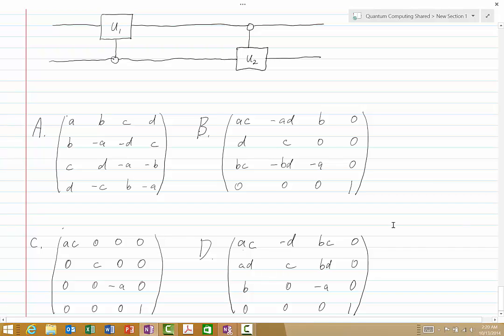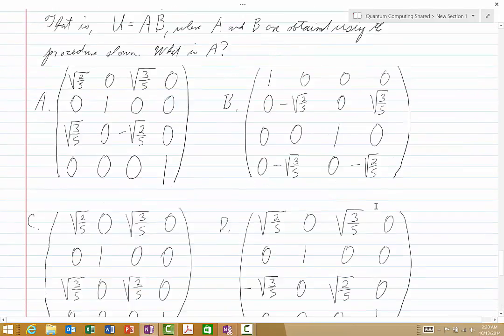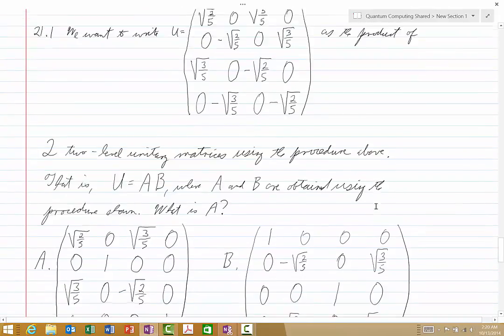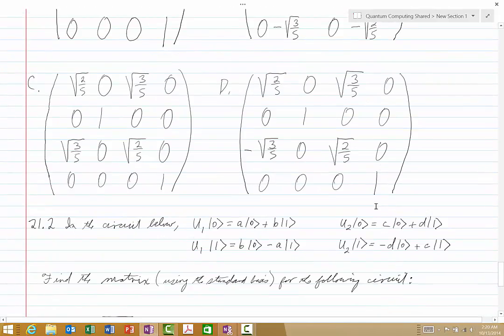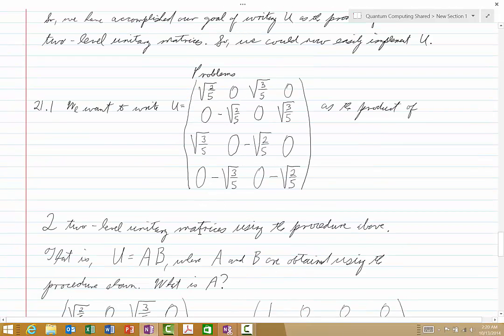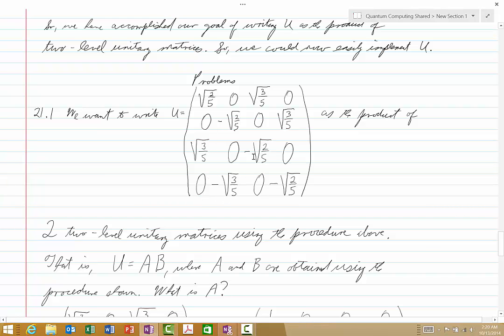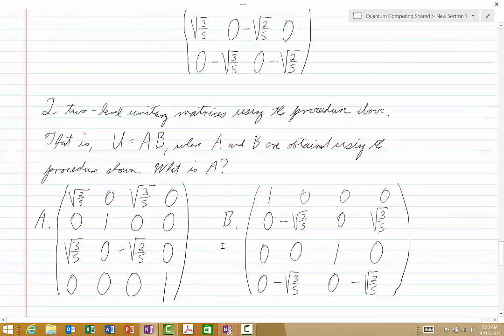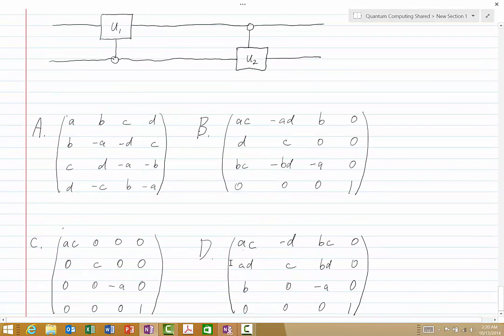And that concludes Lecture 21. I hope that these problems, again, 21.1 will not be very time consuming, but I hope that you will find B as well and verify that your A that you obtain times B gives you this matrix U. But that's it for these problems and for this lecture, so good luck.